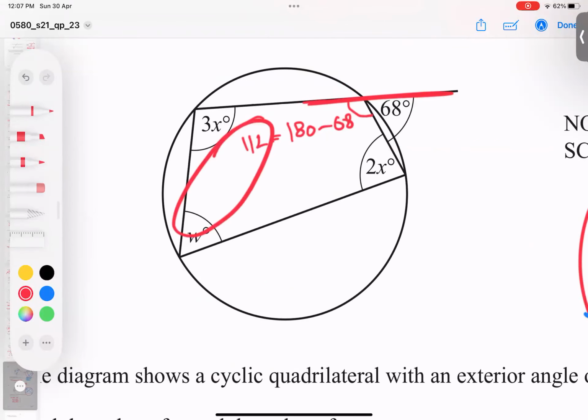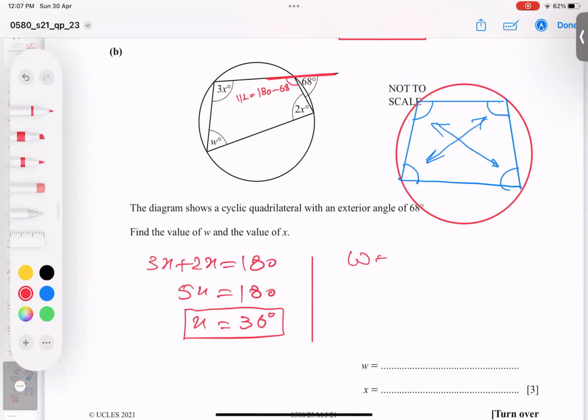And these two, I mean this angle and this angle, add up to 180. So W plus 112 equals 180. This goes there.